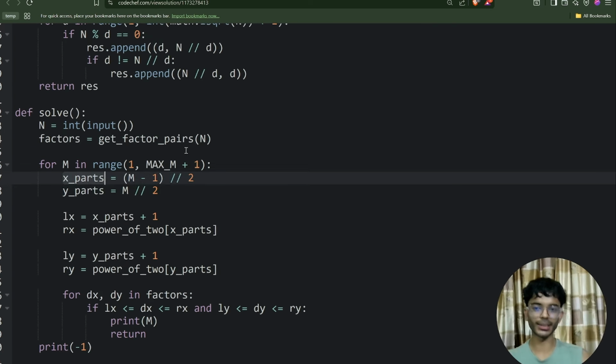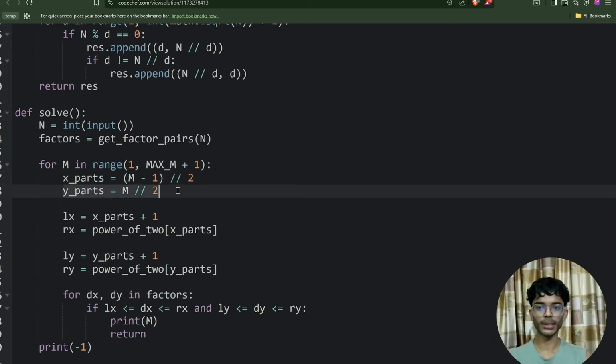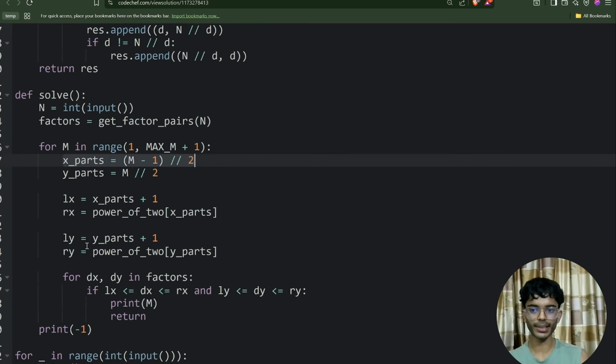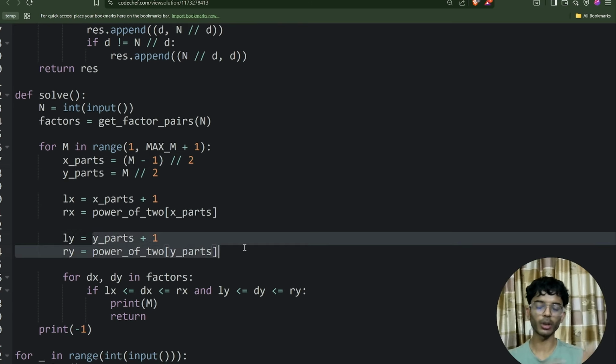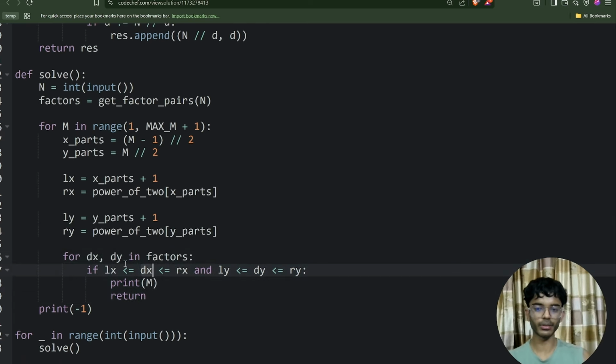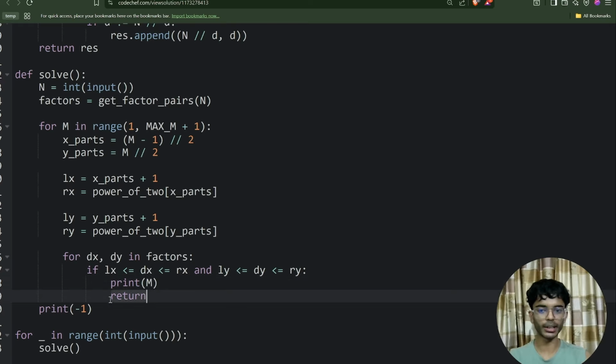Then we are getting the x parts, that is the number of elements which would be there in the x coordinates, and this is the y parts, which would be the number of elements in the y coordinate. And this Lx and Rx are the lower and upper limits for the x coordinates, and this Ly and Ry are the lower and upper limits for the y coordinates. Now we're iterating over the factors of n. And if this dx, that is the first factor, is in between the x coordinates, and this dy is in between the y coordinates, that means this particular factor is a valid value for this particular value of m. So we'll print this m and return. Otherwise, if we cannot find any possible value, we'll print -1.